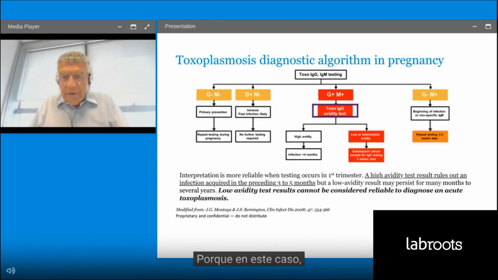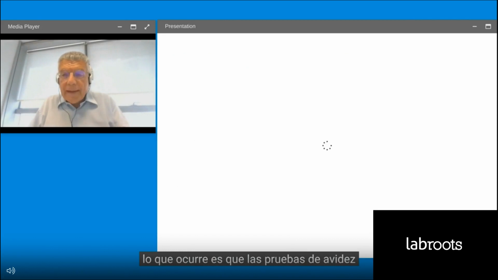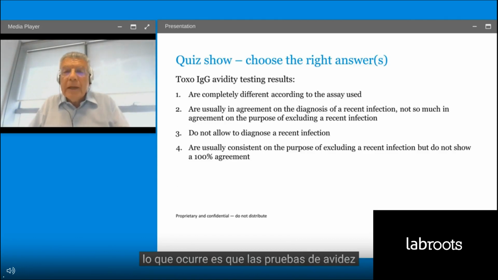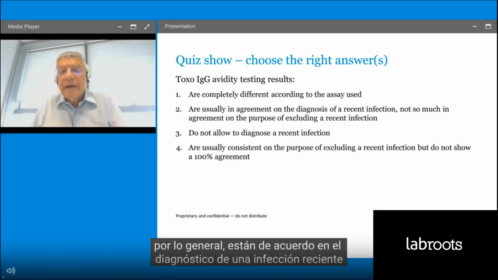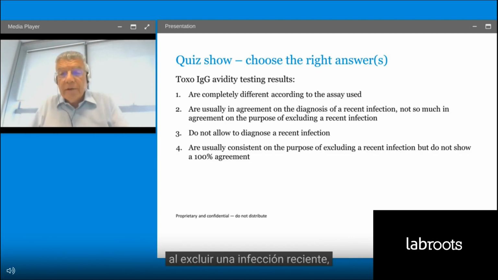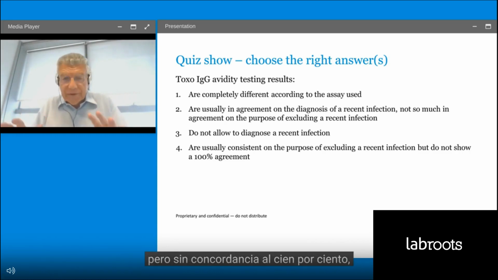Why? Because in this case, what happens is that the avidity testing will allow to exclude, but not to include a recent infection. Well, first of all, another set of questions. The avidity testing results, are those different according to the assay used? They are usually in agreement on diagnosis of a recent infection, and not so much in agreement on excluding a recent infection, do not allow to diagnose a recent infection, are usually consistent on the purpose of excluding a recent infection, but without 100% agreement.